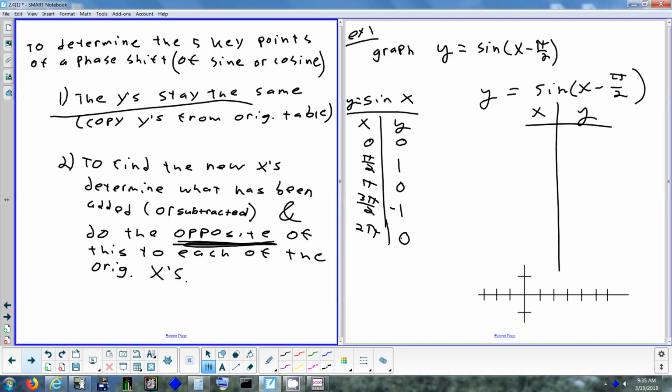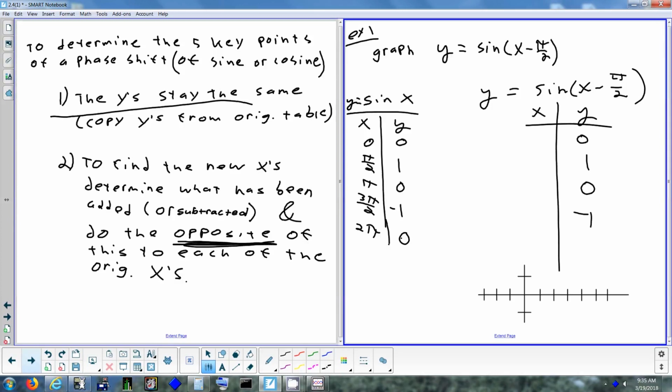Okay? So copy those down from the original table. 0, 1, 0, negative 1, 0. If you get that part right, you get 5 points because you get 1 point for each number in the table. Okay, so that's how that part works. If you get the x's right, 5 more points. So on a test, the table itself is worth 10 points for the question.